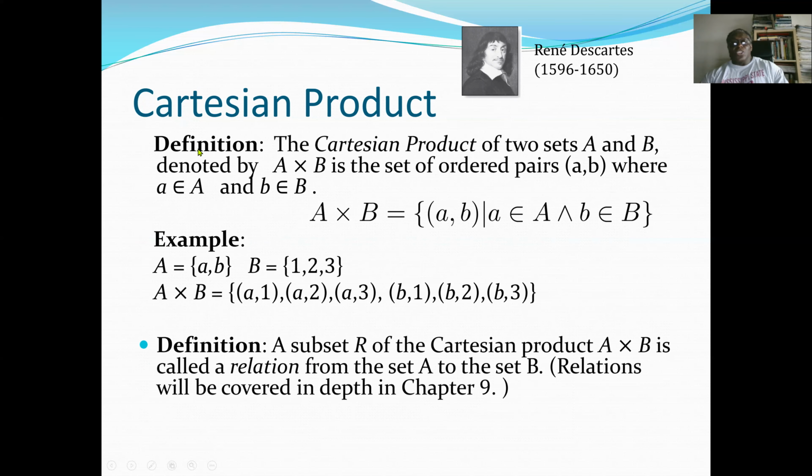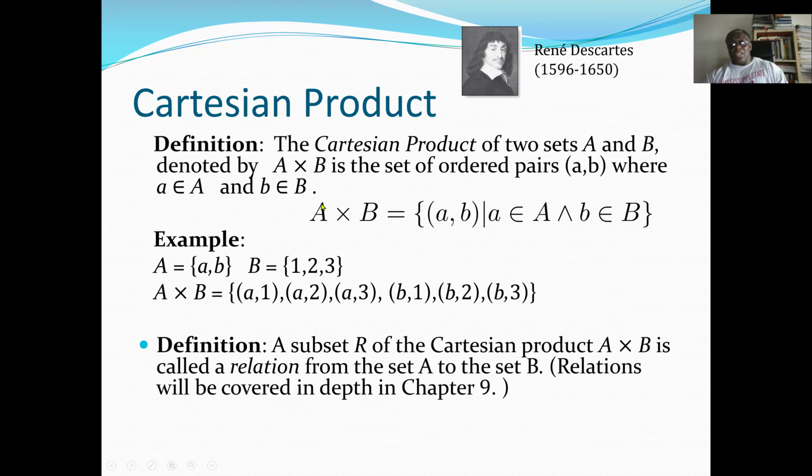And our last section is the Cartesian product. The definition of a Cartesian product is: if we have two sets A and B, we denote it by A times B, and it is the set of ordered pairs (a, b) where lowercase a belongs to uppercase A and lowercase b belongs to uppercase B. It means I'm going to multiply all the elements in each set together.